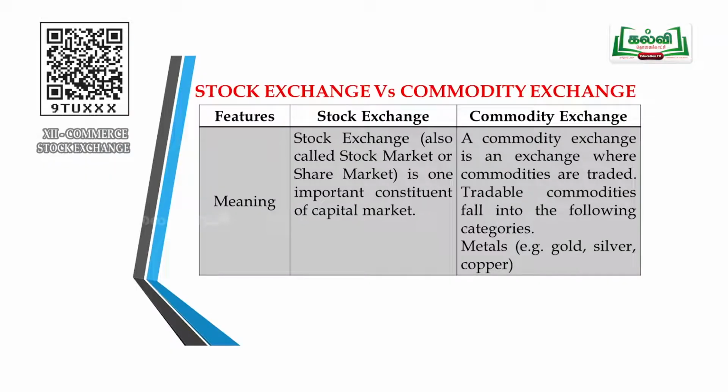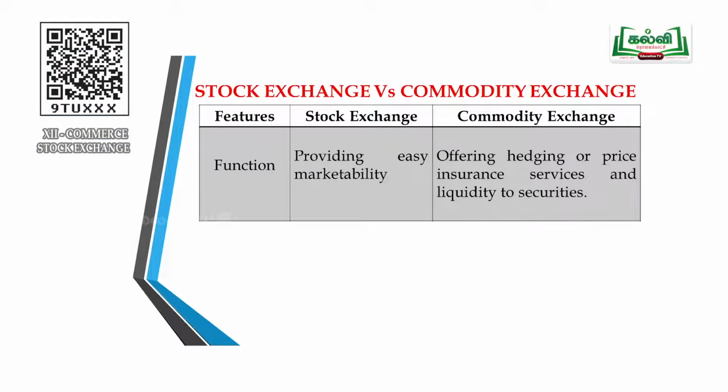First is the meaning. What is a stock exchange? It is a market for buying and selling shares. That's all. And the commodity exchange is the exchange where commodities are traded. It means things. What are the tradable commodities? Like gold, water, copper, gas, etc. This is the commodity exchange.